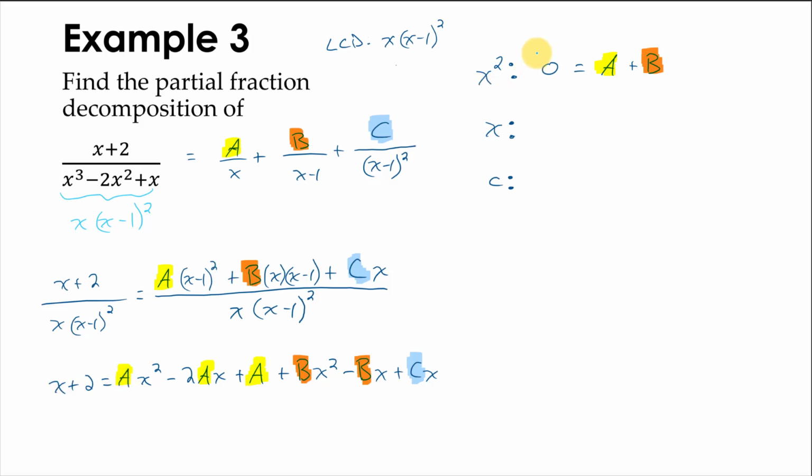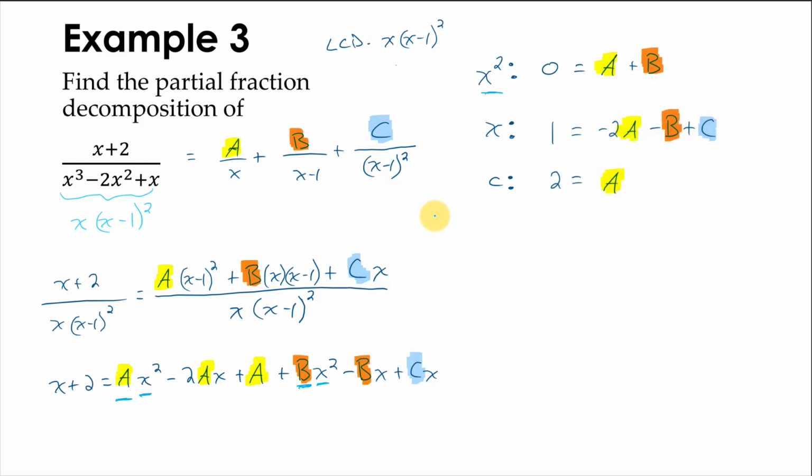So I'm just going to write a 0 right there. I've got 0 x squared terms on the left-hand side of my equation. But on the right-hand side, I have an a and I've got a b, that are coefficients for my x squared terms. Since this is x squared, I'm looking at my x squared terms here and here. I'm looking at those coefficients. Then I'm doing the same thing for my x and for my constant terms.